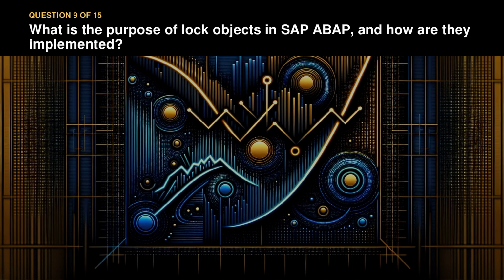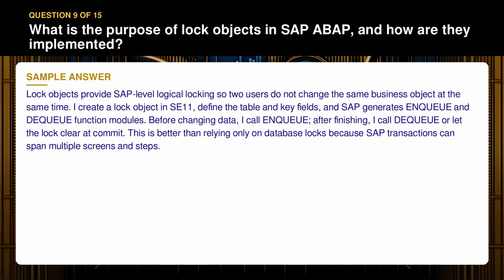Question 9. What is the purpose of lock objects in SAP ABAP, and how are they implemented? Lock objects provide SAP-level logical locking, so two users do not change the same business object at the same time. I create a lock object in SE11, define the table and key fields, and SAP generates enqueue and dequeue function modules. Before changing data, I call enqueue. After finishing, I call dequeue, or let the lock clear at commit. This is better than relying only on database locks, because SAP transactions can span multiple screens and steps.